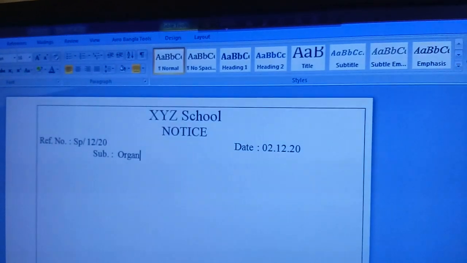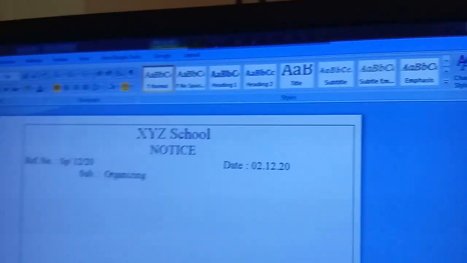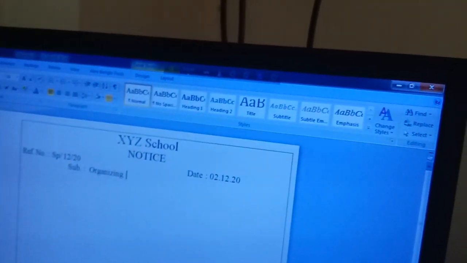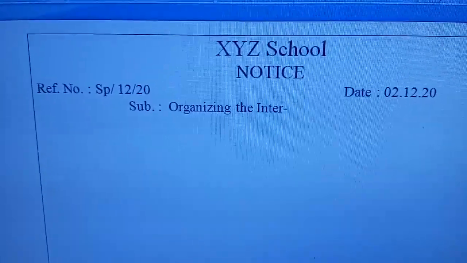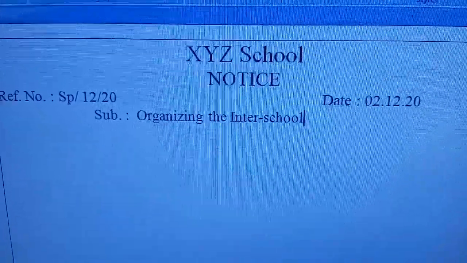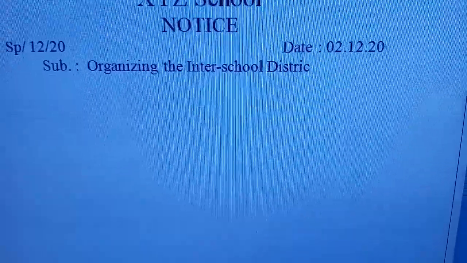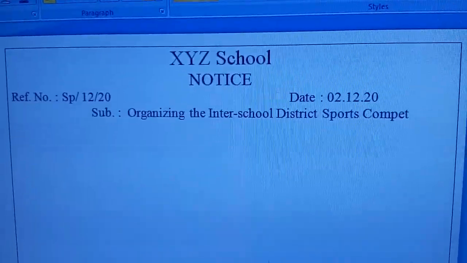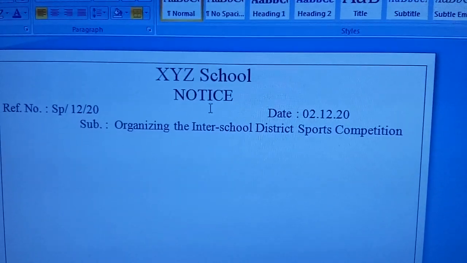organizing. What was the subject? Inter-school district sports competition, organizing the inter-school district sports competition. Okay, do you understand?